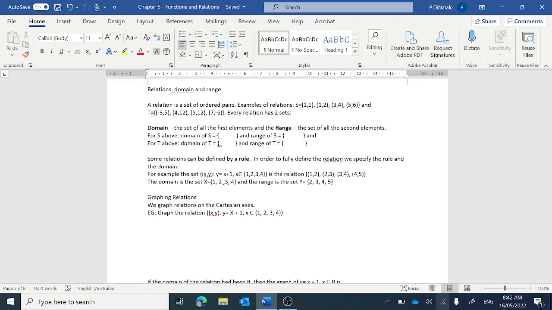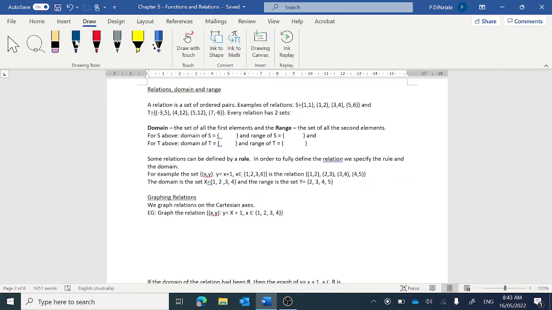Relations, domain, and range. A relation is just a set of ordered pairs. So here we have a relation: (1, 1), (1, 2), (3, 4), (4, 6). It's just coordinates. That's all it is. And here's another one.